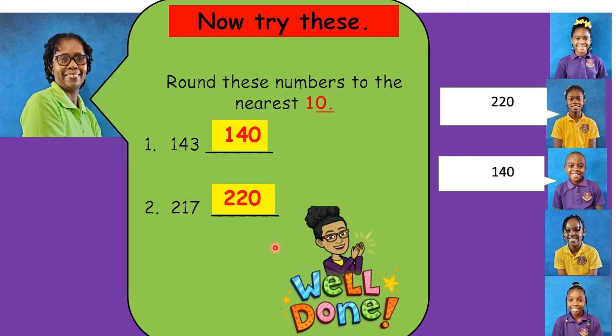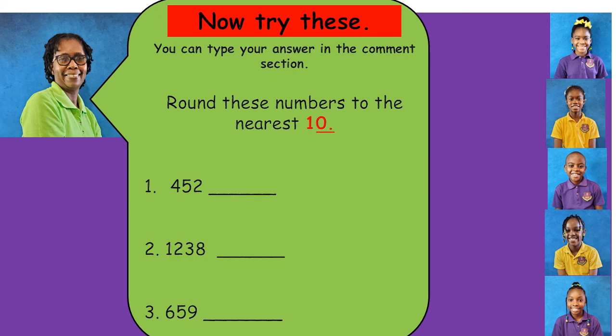Well done. Well done. I am so proud of you, my great mathematicians. All right. Now I have 3 questions for you. You are going to complete these in your book and you're going to type your answer in the comment section. Now the first 5 students to type in the correct answer will be highlighted in our next mathematics class. All right? In our next mathematics class, we are going to be looking at rounding off to the nearest 100. So we're going to be rounding off to the nearest 100.